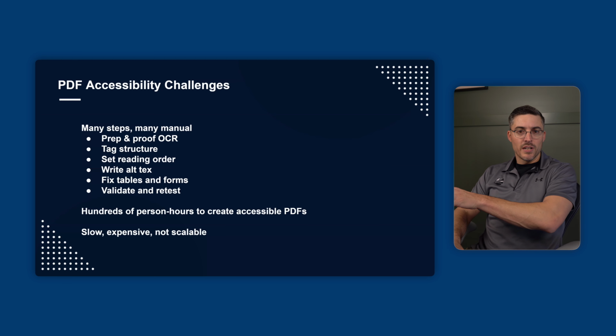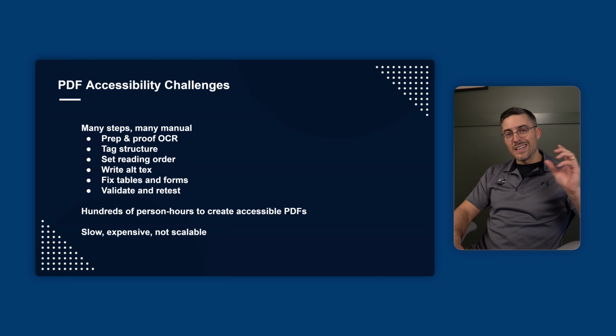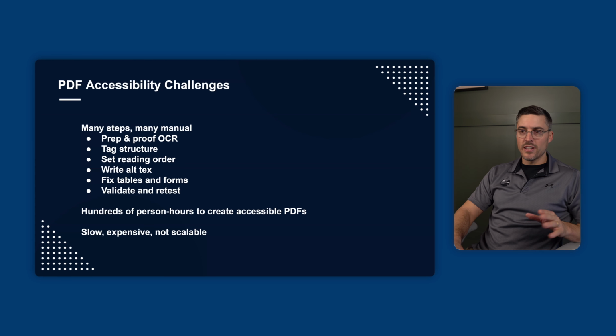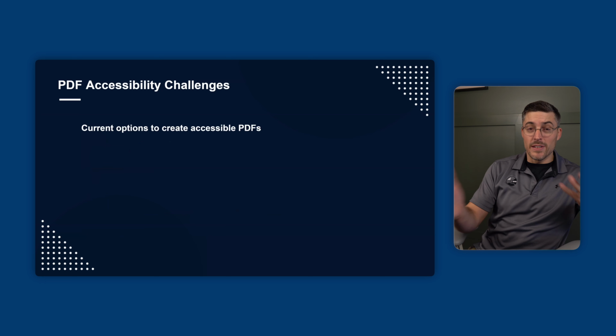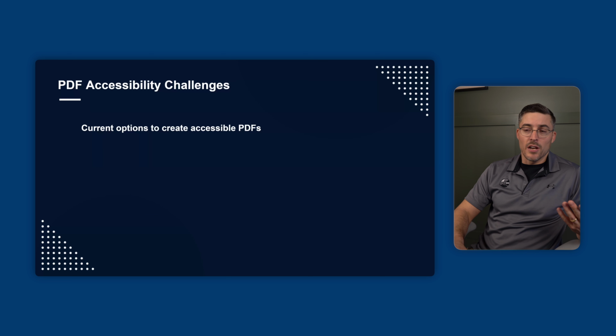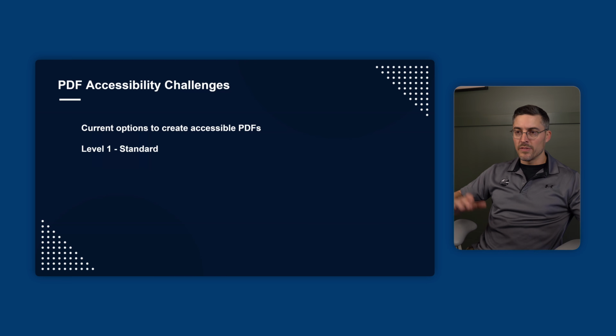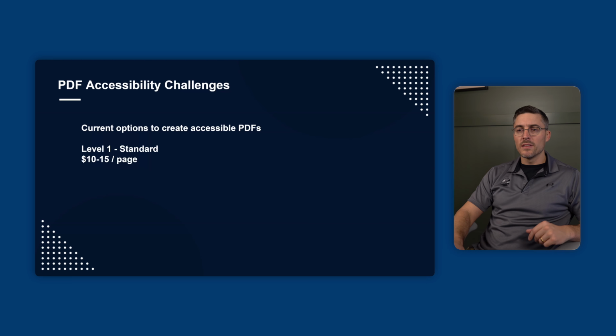So Accessibility on Demand, the tool we're going to show you, kind of changes the paradigm. It's quick, inexpensive, and do it yourself. Very easy to get your PDFs accessible. But previous to this, there weren't really a lot of good options. So there are 3 levels in Accessibility on Demand, sort of the general accessibility world, and level 1 is standard.